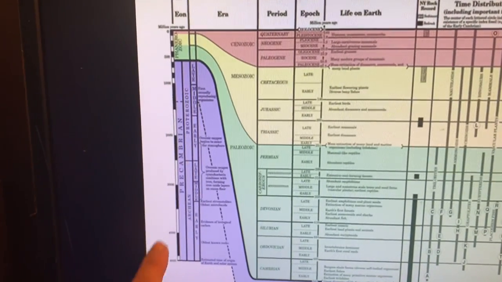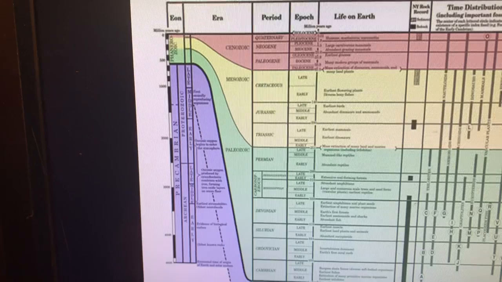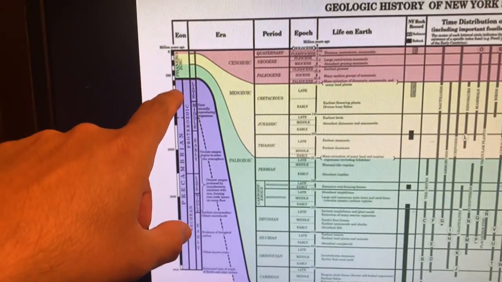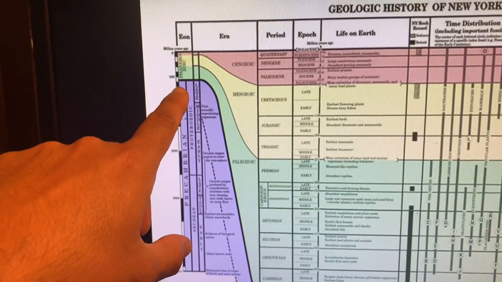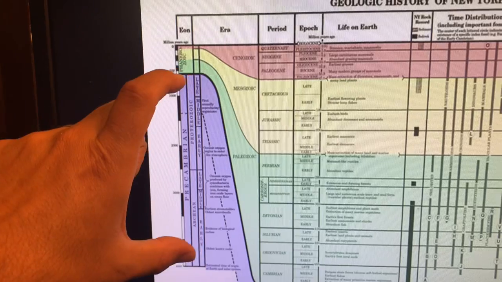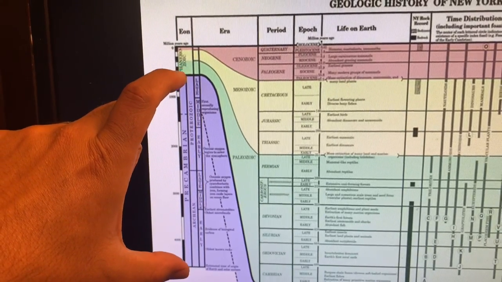The Precambrian basically goes from the formation of the Earth about 4.6 billion years ago to about 550, 570 million years ago. So the bulk of the time that the Earth was around is this Precambrian.